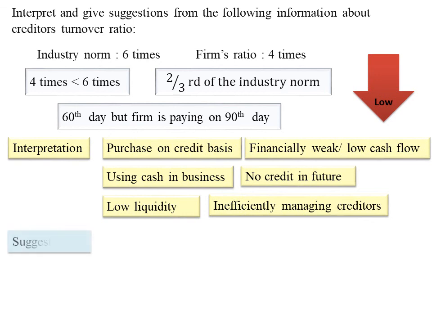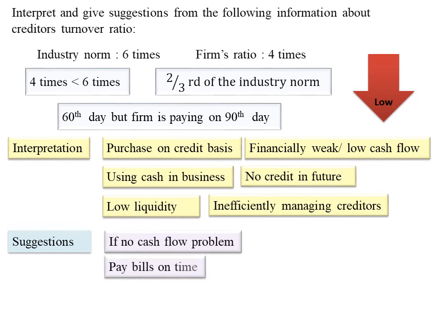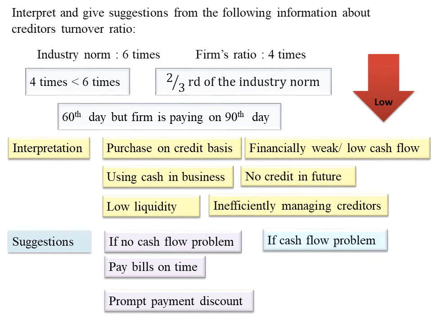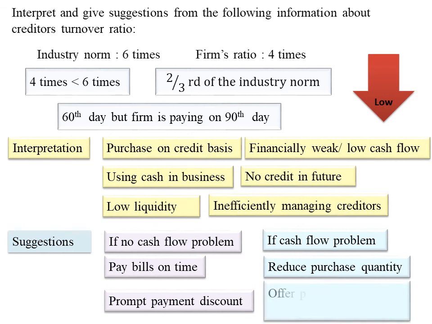Therefore, suggestions are: if the firm is not facing any cash flow problems, then the firm should try to pay bills on time. The firm can also take advantage of prompt payment discount by purchasing on cash basis. And if the firm is facing a problem of cash flows, then the firm has to reduce its purchase quantity by looking into its inventory turnover ratio, and the firm can offer prompt payment discounts to debtors.